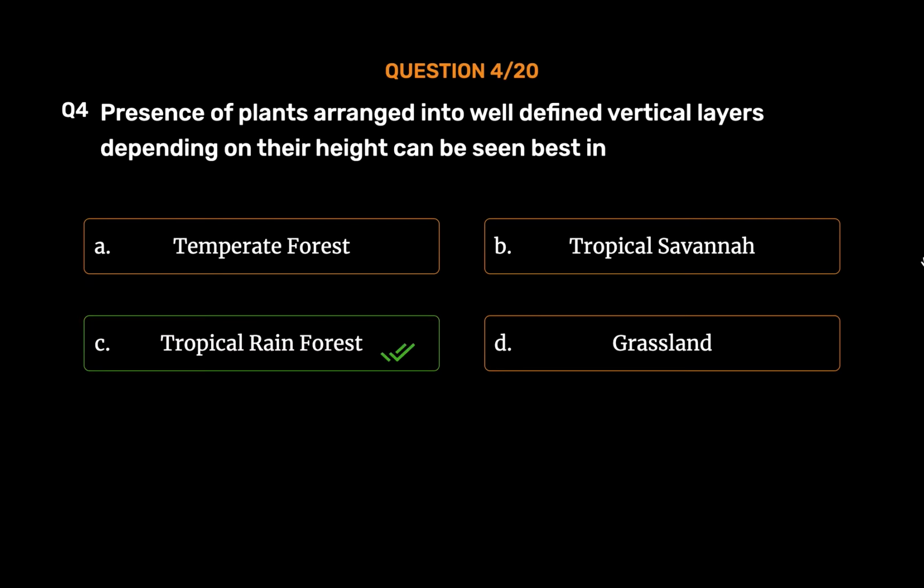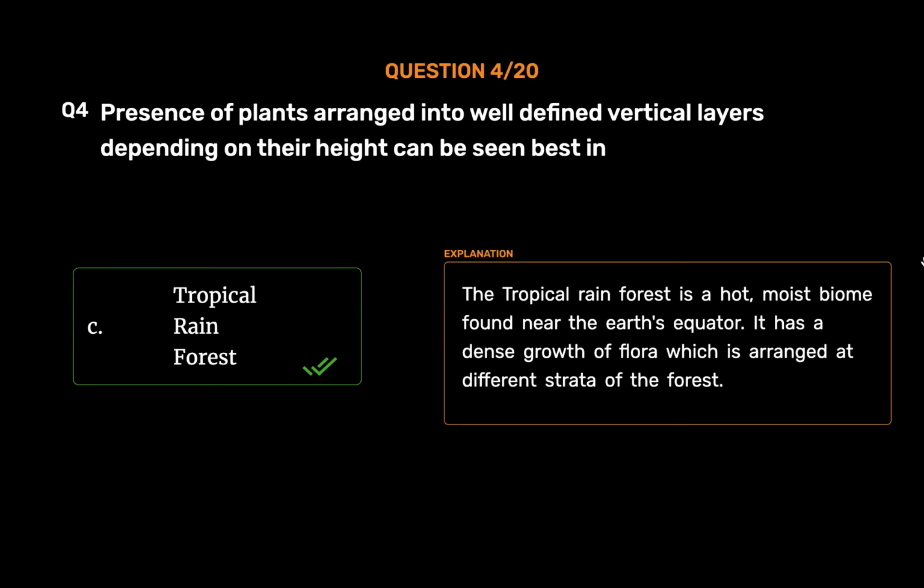Tropical rainforest. The tropical rainforest is a hot, moist biome found near the Earth's equator. It has a dense growth of flora which is arranged at different strata of the forest.